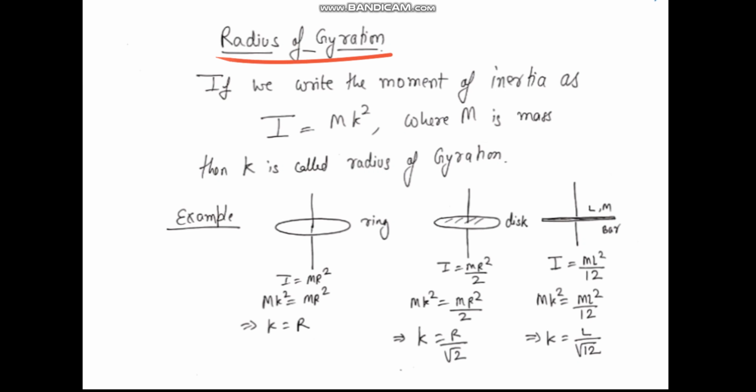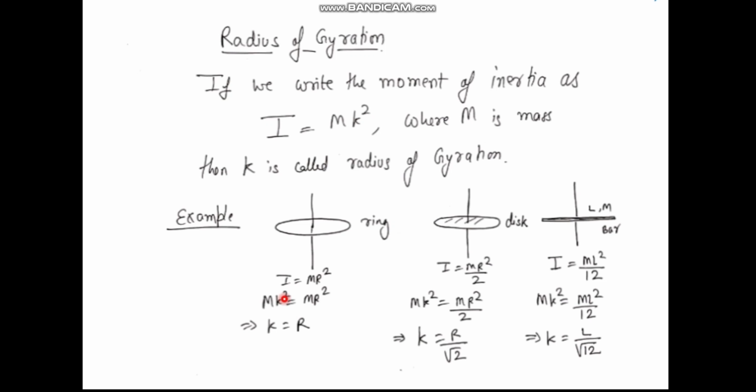So let us understand what is radius of gyration. Suppose we have any object and the mass of that object is m. If about any certain axis we calculate the moment of inertia, suppose I, and I am writing I as mk square, where m is the mass, then k is called the radius of gyration. So whatever is the moment of inertia about that given axis, if you compare it with the equation I is equal to mk square, then k is called the radius of gyration. For example, suppose we have a ring, and for this ring this is the axis which passes through its center perpendicular to the plane.